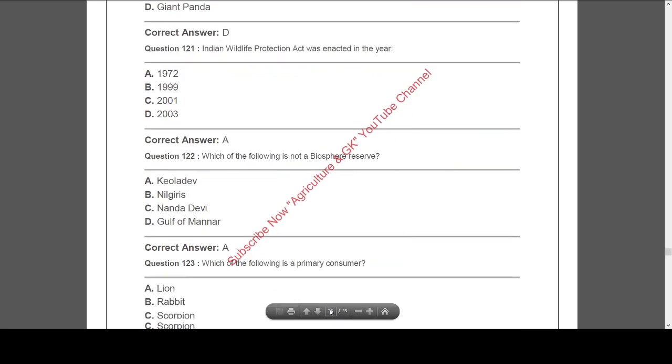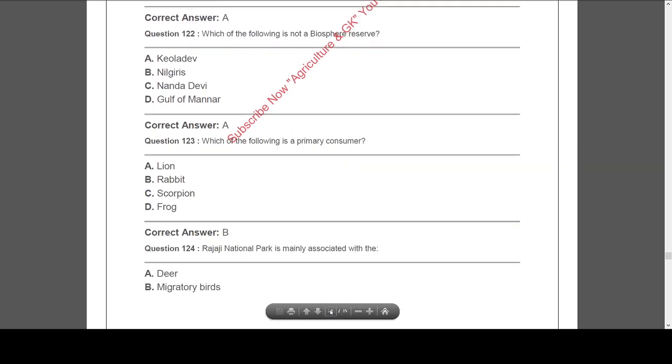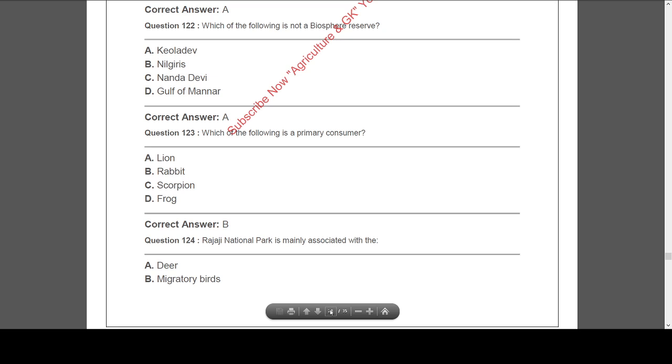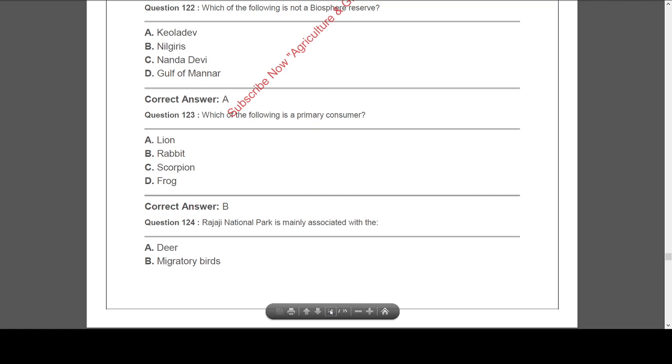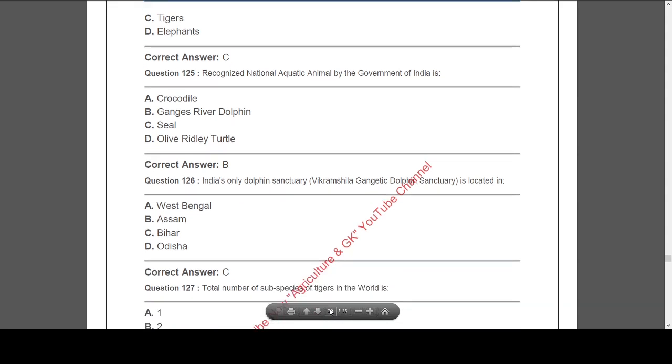Which of the following is not a biosphere reserve? It is option A, Keoladeo. Which of the following is a primary consumer? It is option B, rabbit. Rajaji National Park is mainly associated with option C, tigers. Recognized national aquatic animal by the Government of India is Ganges River dolphin. Option B. India's only dolphin sanctuary is located in option C, Bihar.